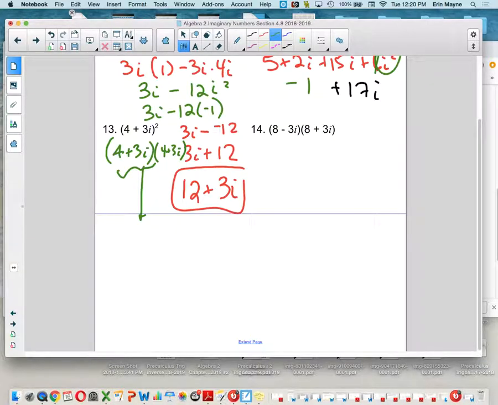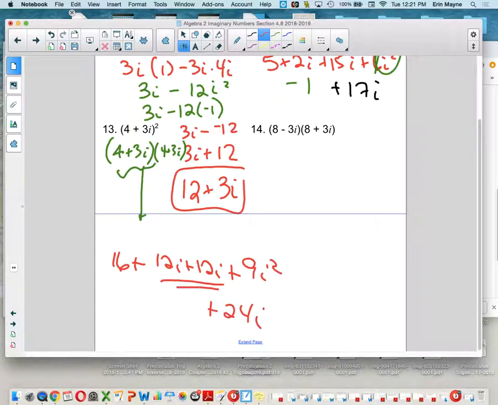Okay, Sarah, start the other one. So I foiled it and then I got 16 plus 12i plus 12i plus 9i squared. Okay, so these two are 24i. And then change the 9i squared to 9 times negative 1, which is negative 9, for a total of 7 plus 24i. Bingo.